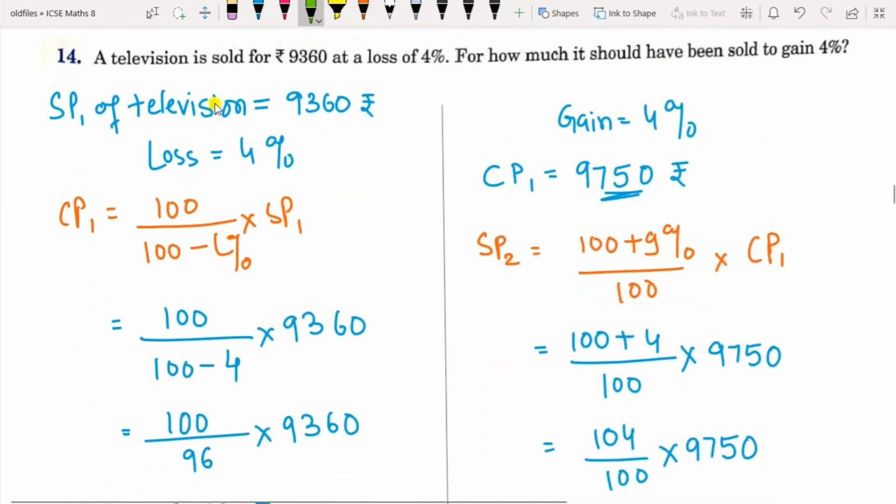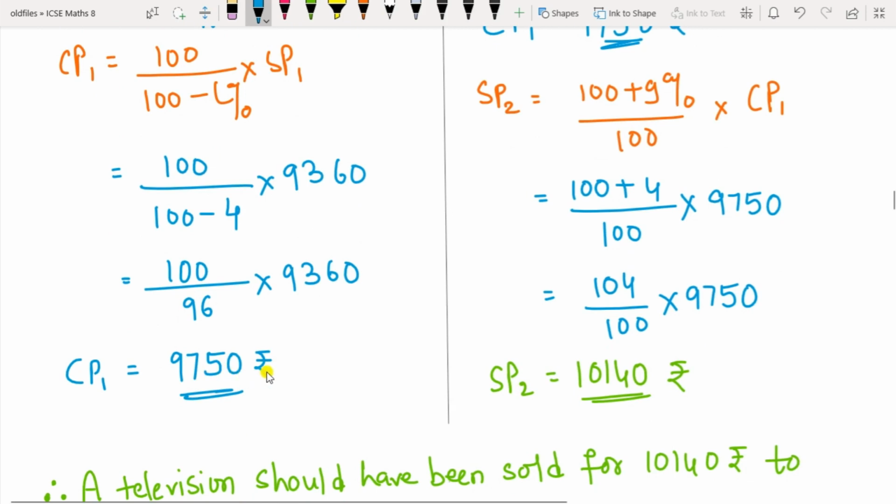Similarly, question 14. A television is sold for 9360 at a loss of 4%. For how much should it be sold to gain 4%? Now in the first part it is loss percent, in the second part it is gain percent. So the numerical value is the same for both. The selling price of the television is given, and the loss percent, 4%, is given. According to these two, you have to find the original cost price of the television. It comes out to be 9750 rupees.